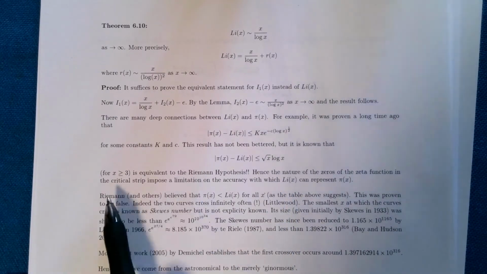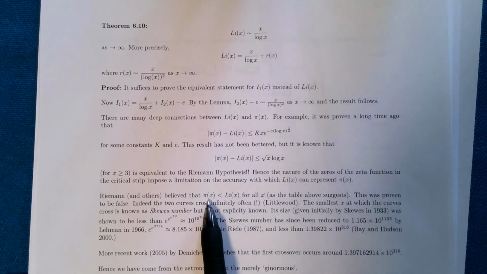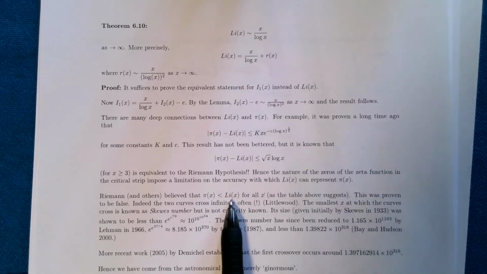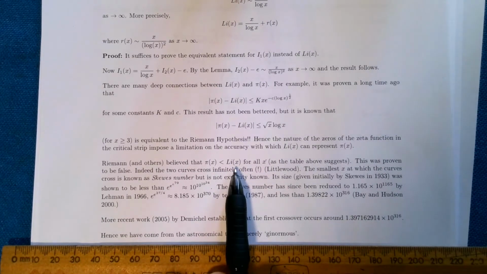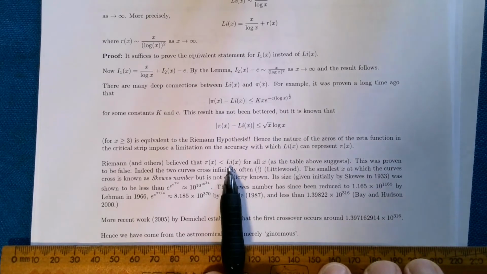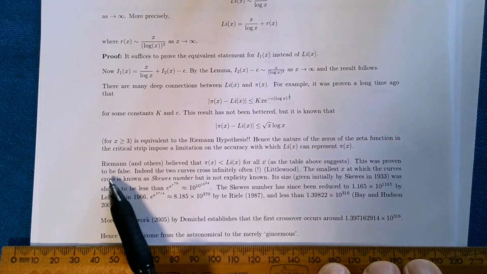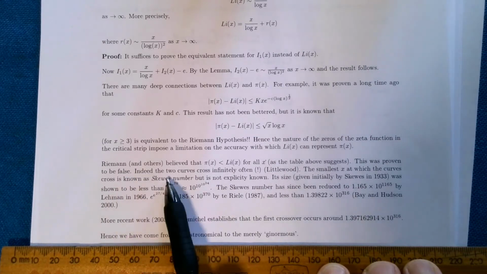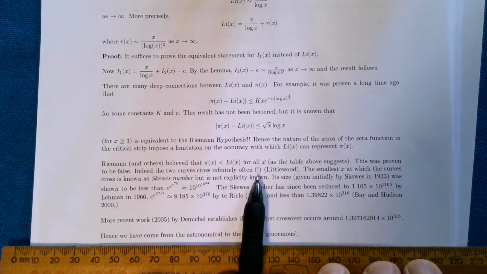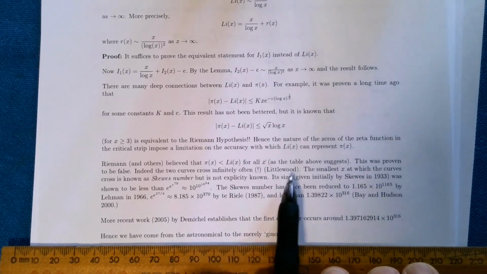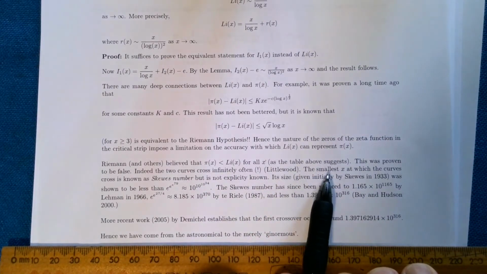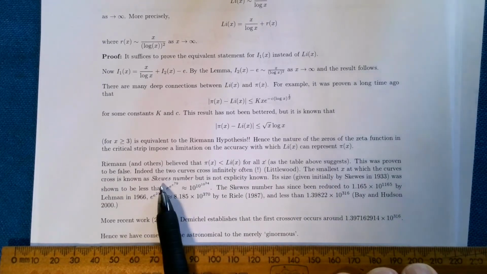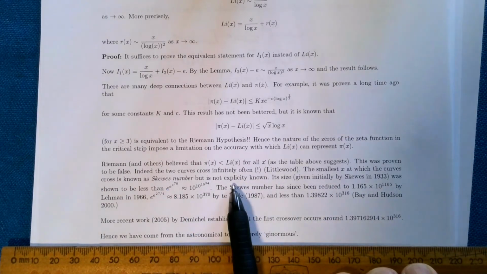Riemann and others believed that pi of x was always less than or equal to Li(x) for all x. And indeed, if you look at the tables that were calculated, ones we just saw, that looks a reasonable supposition. This, of course, was proven to be false. And in fact, the two curves cross infinitely often, which came as a great surprise. That was done by Littlewood. The smallest x at which the curves cross is known as Skewes' number, but it's not explicitly known.